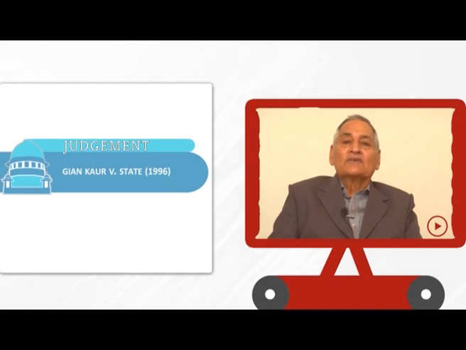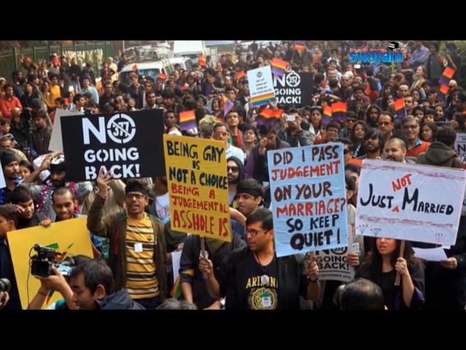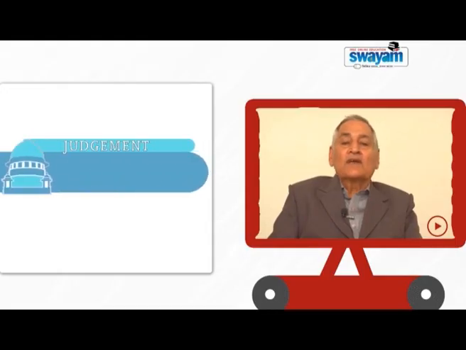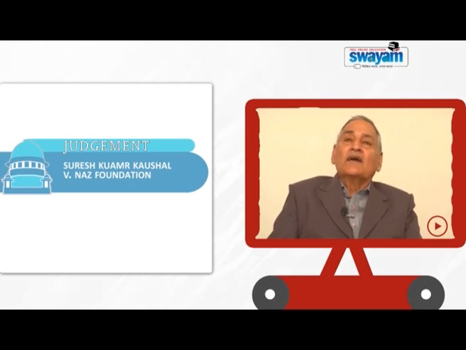Therefore, they have taken it back. Now the third area of substantive law which has been examined by the judiciary is the decriminalization of voluntary adult homosexuality. Adult homosexuality has been in question, and the Naz Foundation decision of the Delhi High Court held it unconstitutional, violative of Article 21 and Article 14. But unfortunately, in Suresh Kaushal's case, the Supreme Court in 2014 held that this law is not unconstitutional. So we again go back to the conservative position upholding the constitutionality of Section 377 of the Penal Code.